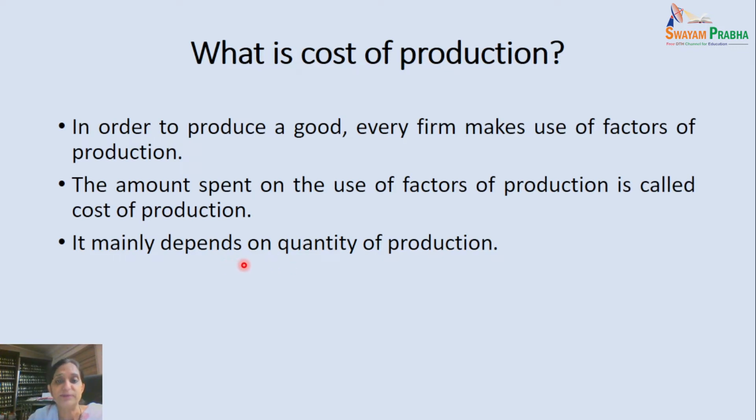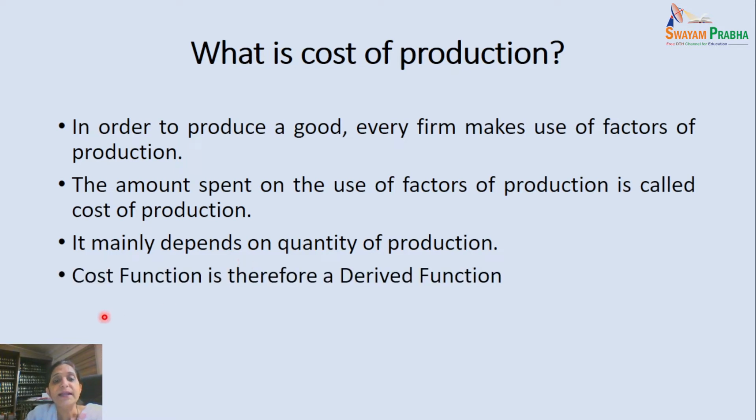If a firm is a small firm, it is producing less. Maybe there is a slack season, so the production is less. So when production is less, the requirement and the use of the factors of production or the factor inputs would be less. So it will have an impact on your cost. So what we are saying is that the cost function is essentially a derived function. That is, how much the cost will be is dependent on production. Therefore, we call it a derived function.